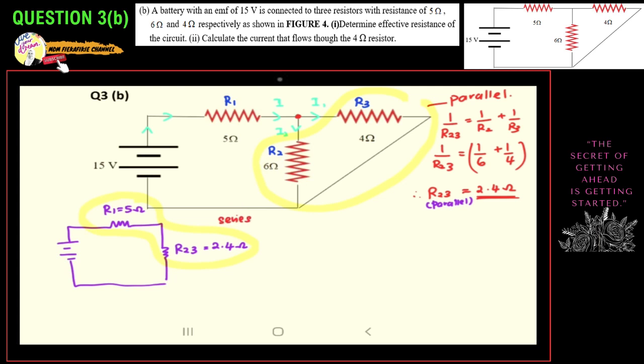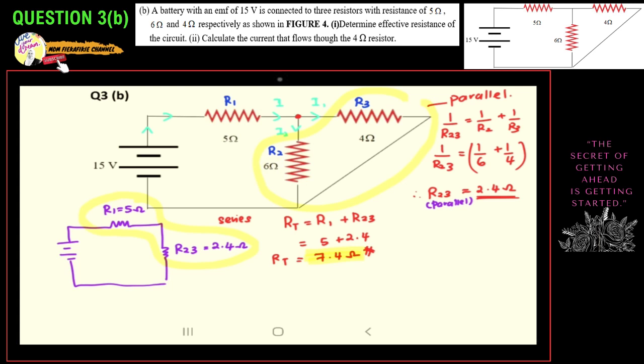Series. Okay, so let's calculate. R total will be equal to R1 plus R23. Therefore, 5 plus 2.4, and the equivalent resistance, or effective resistance, is 7.4 ohm. Okay, so this is the answer.